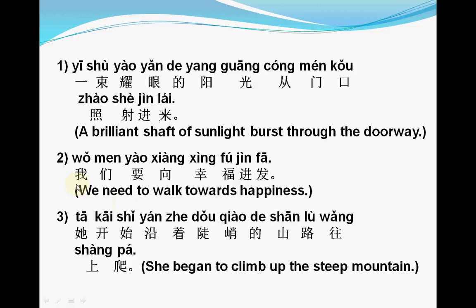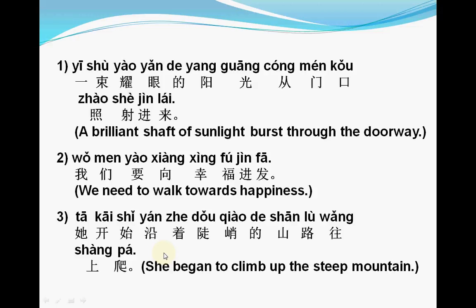Okay, let's see the next sentence. 我们要向幸福进发. 我们, we. 要, need. 向, towards. This 向 is a preposition. 幸福 means happiness. 进发 means go or work.